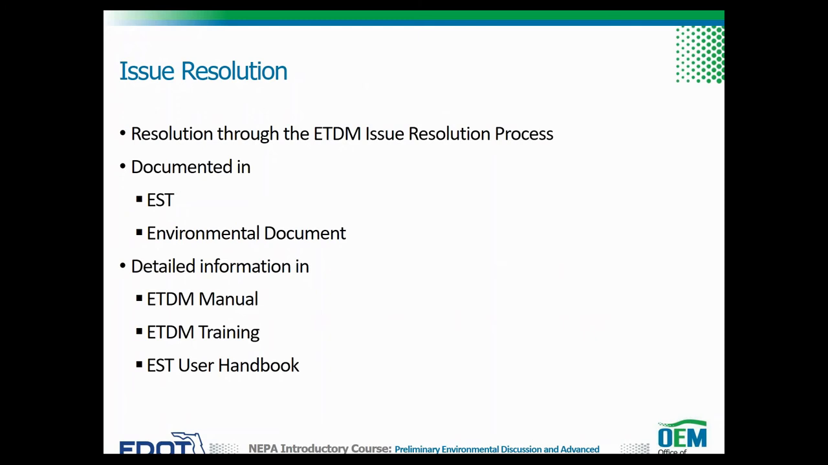When an inconsistency determination is issued, the project enters the ETDM issue resolution process. This process seeks to find solutions to complex issues among agencies by identifying mutually agreeable activities or conditions that will address a concern. The resolution process is documented in the EST and environmental documents. Additional guidance on the issue resolution process is detailed in the ETDM manual, ETDM training in the EST, and the EST user handbook.